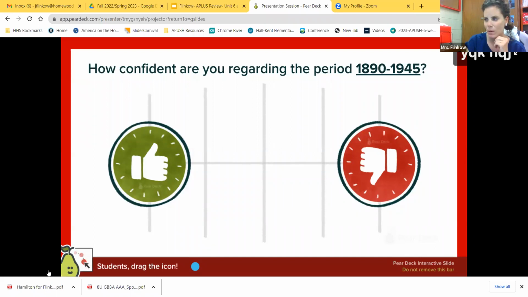All right. What about time period 7, 1890 to 1945? We usually feel better about time period 7. That's not surprising. Most people usually do. Time period 6 is a little harder. So not terribly surprised about that.